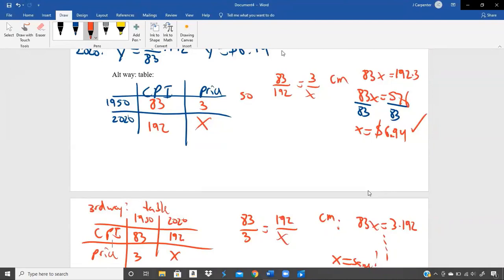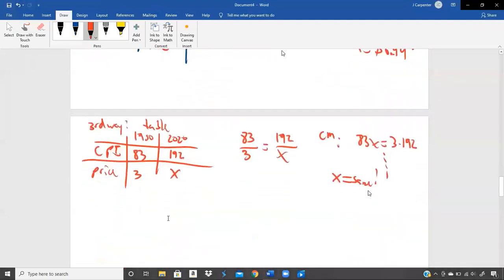All right, so we did more practice with the direct proportions. We showed that it doesn't matter whether you do a table or whether you do the y equals kx setup. But remember, these are interchangeable methods only for direct proportions.